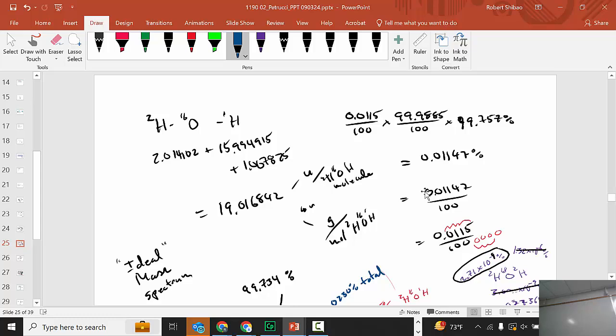Okay. This is a very small percentage. And so this one is going to be a lot rarer. This one's going to weigh more too. So the H2 weighs 2.014102. The O16, 15.994915. The H1, 1.007825. So I combine these and I get 19.016842. So this one is heavier than the last one by 1 U approximately.